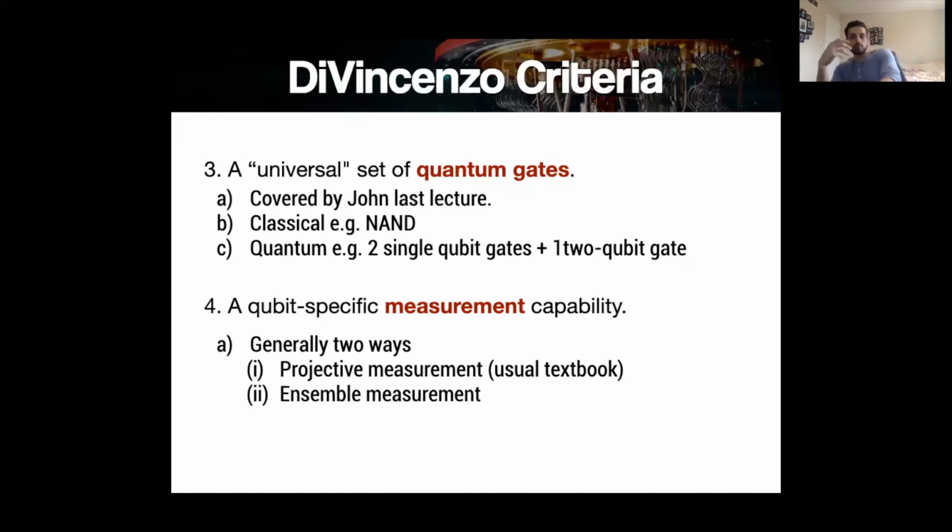The other way is ensemble measurements. You can have many copies of your quantum computer, and you can measure them all at once. Instead of getting a projective measurement and returning one state, what you end up getting is a probability distribution of being in the different states.